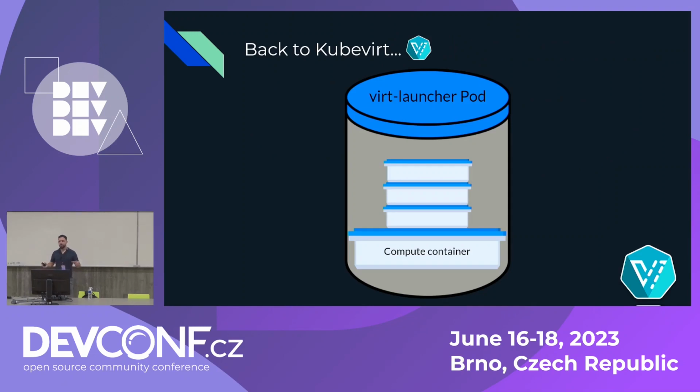So, going back to Kubevirt. To talk a little bit more about the architecture, when I said that we run a VM inside a container, so basically we have the virt launcher pod, which actually runs the guest. And inside we have different containers, but the main container is called the compute container.